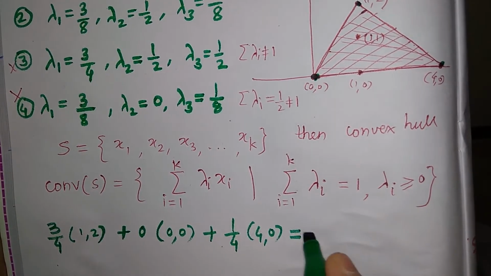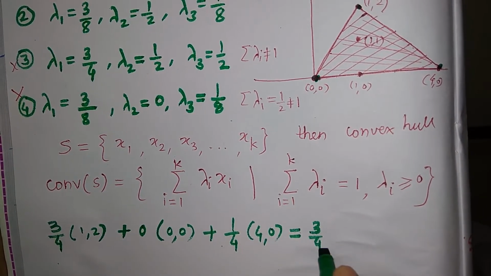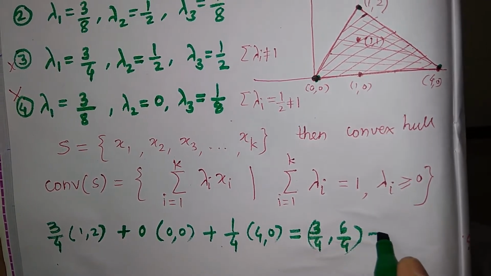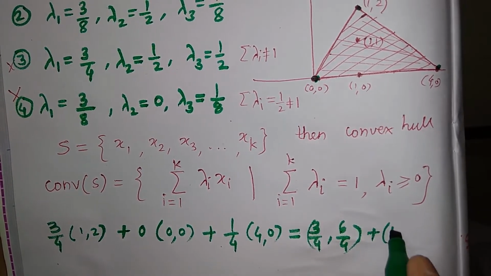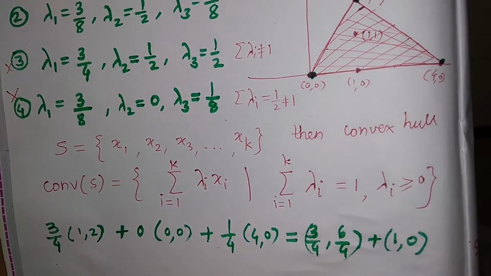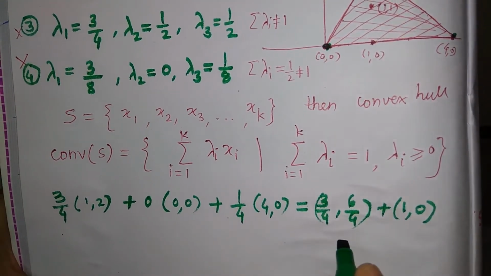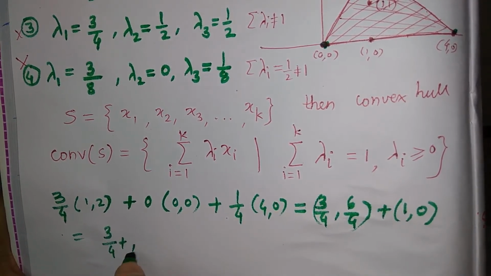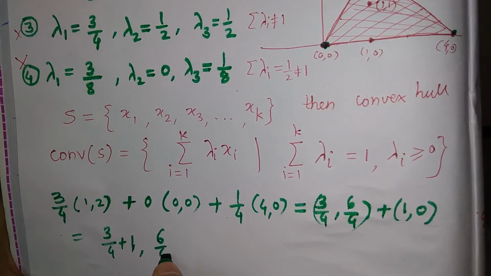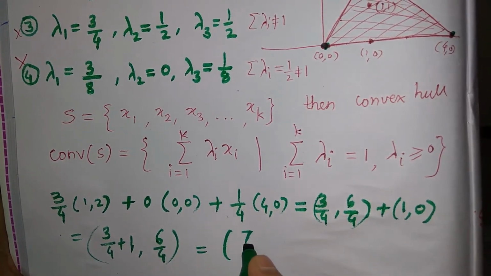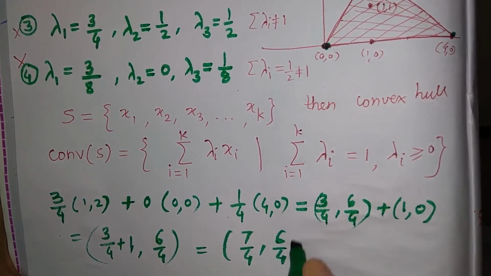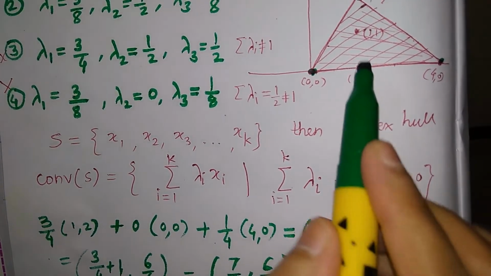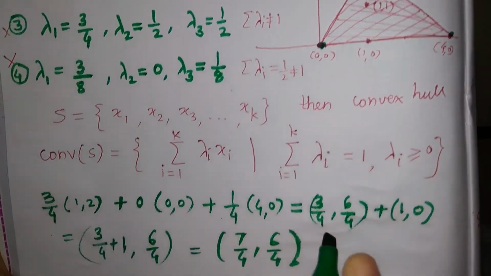So what is this combination? It is 3 by 4 into (1, 2), that is 3 by 4, 6 by 4, plus this is 0, plus 1 by 4 into 4 is 1, 1 by 4 into 0 is 0. Now this is just the same as 3 by 4 plus 1, 6 by 4, which is the same as 7 by 4, 6 by 4. Now this point must be a boundary point.